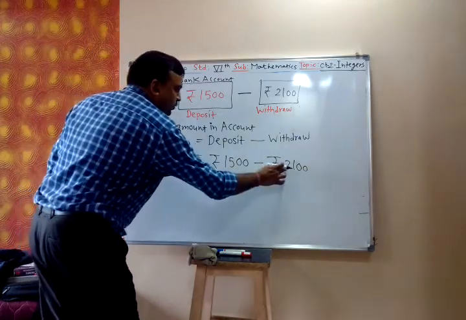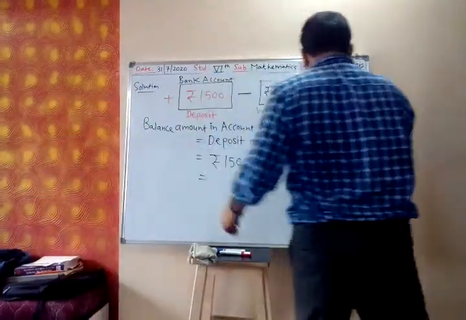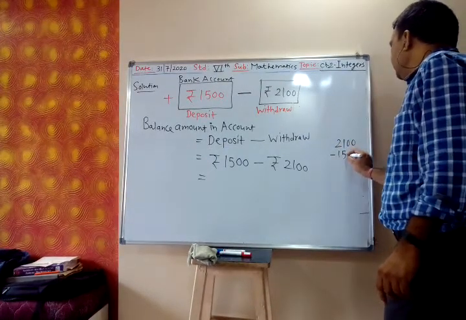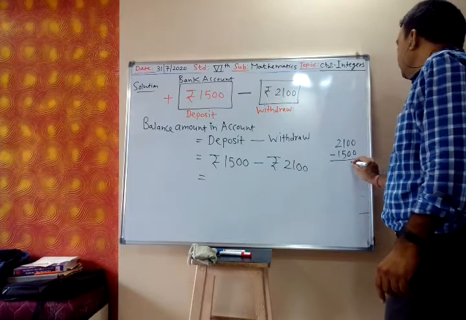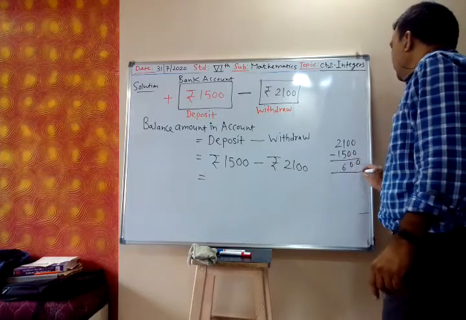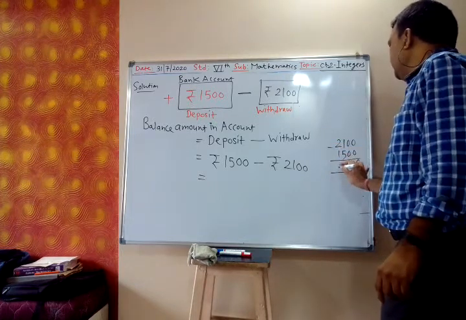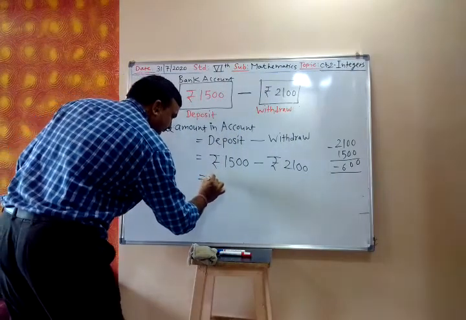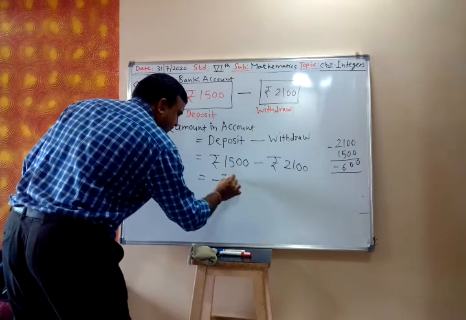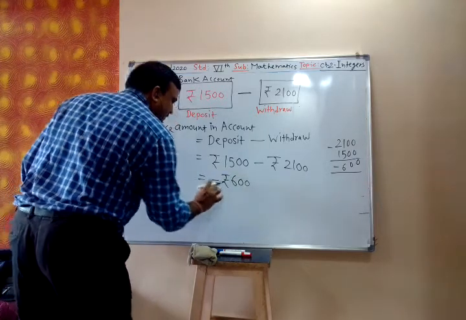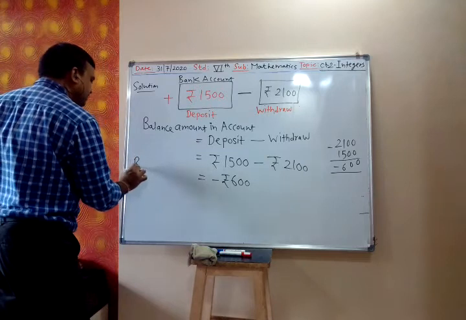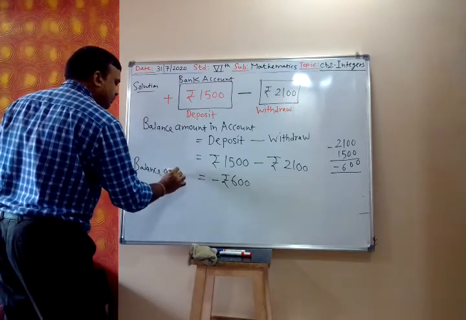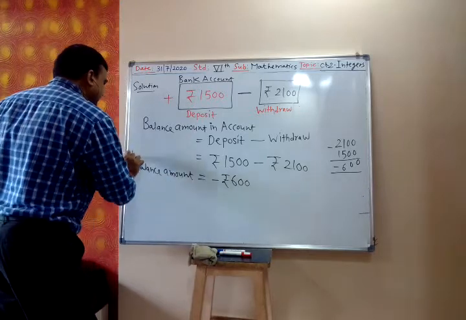So 2100 minus 1500 is 600, and which number is bigger? The minus one, so minus 600. So this is minus 600 rupees. Minus 600 rupees is the balance amount.